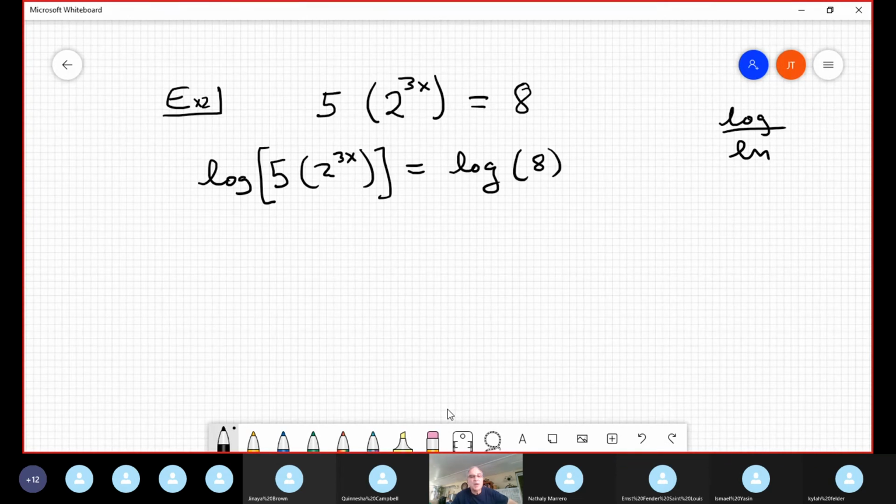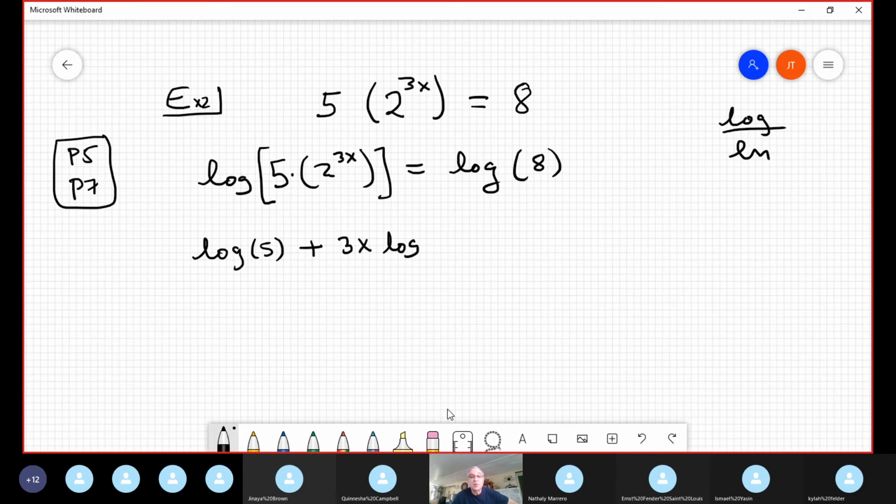Okay, in this case, I want to apply property number 5 because of multiplication. This is the product, and property 7 because I can also see here in the unknown, the x variable, I see an exponent, no? So apply property number 7. So you separate logarithm of 5, plus 3x logarithm base 2 here, because this 3x flies as a factor to the front, equal LOG of 8.